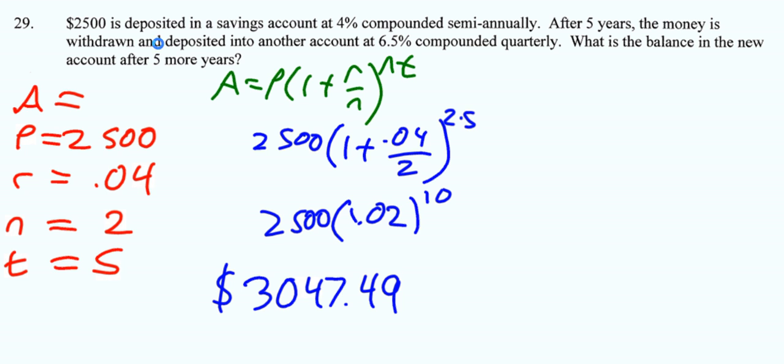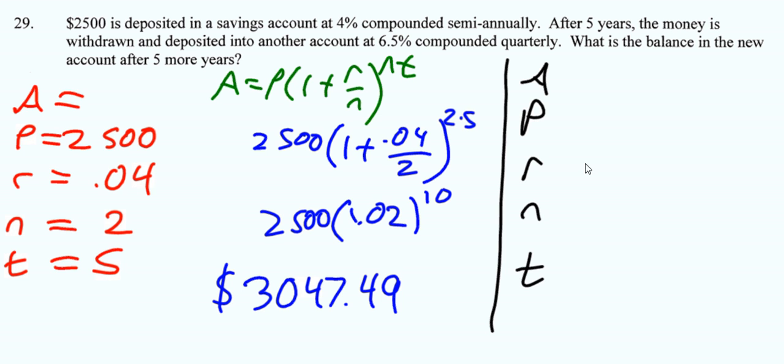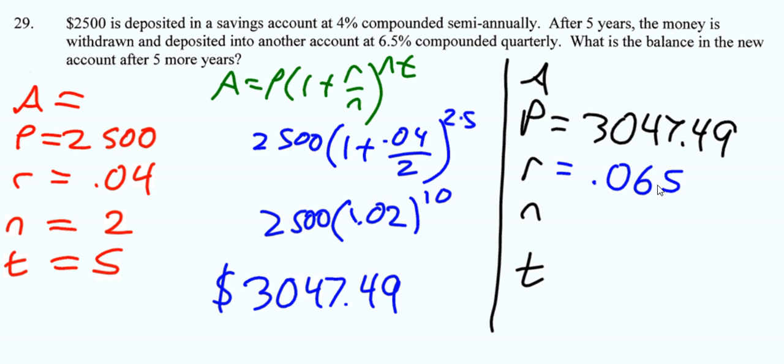But then it says the money is withdrawn. So you take that $3,047.49, deposit into a new account. So that's now our principal. Deposit into a new account that's 6.5%, so 0.065. Compounded quarterly, so that means N equals 4 times a year. What's the balance after 5 more years?